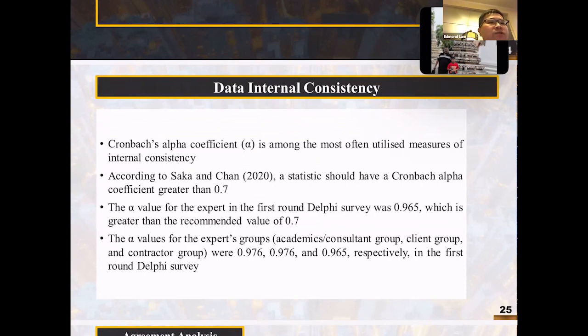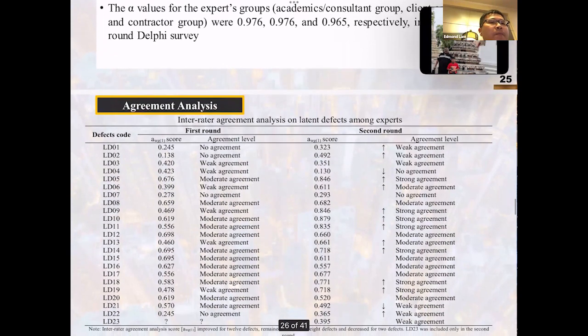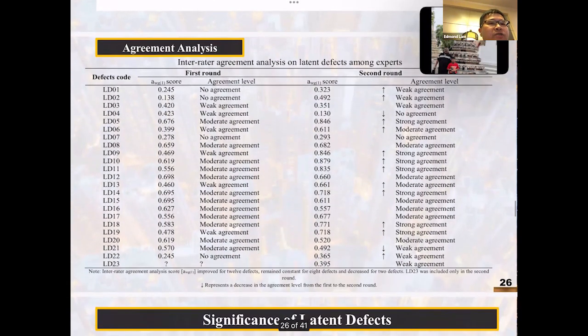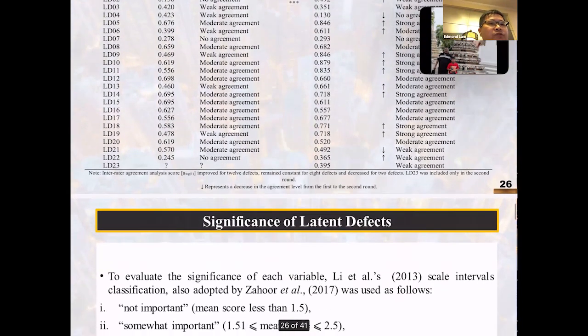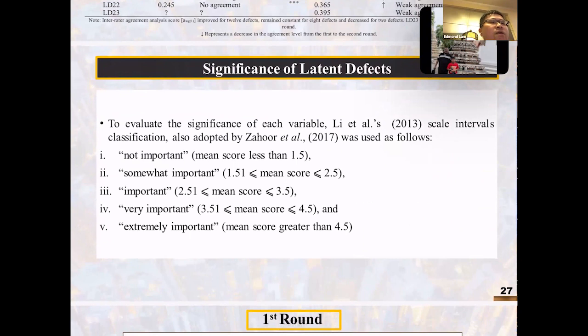And the alpha values were 0.6967, 0.9676 for both academics and client groups, and 0.965 for the contractor group as well. So here the table shows us the agreement analysis, and most of the results can be agreed on among our experts. In terms of the significance of latent defects, we can make use of those measures.